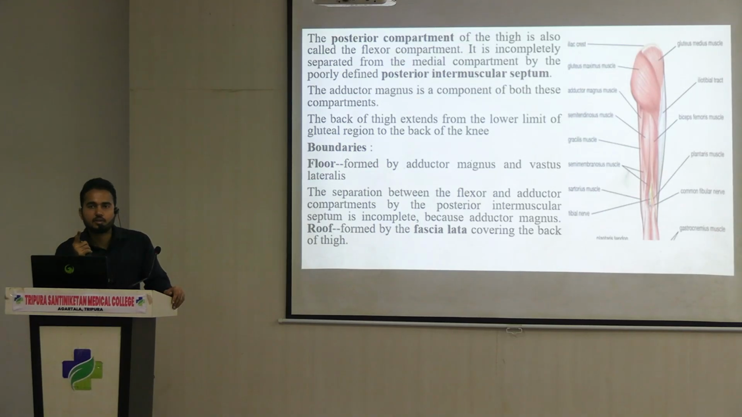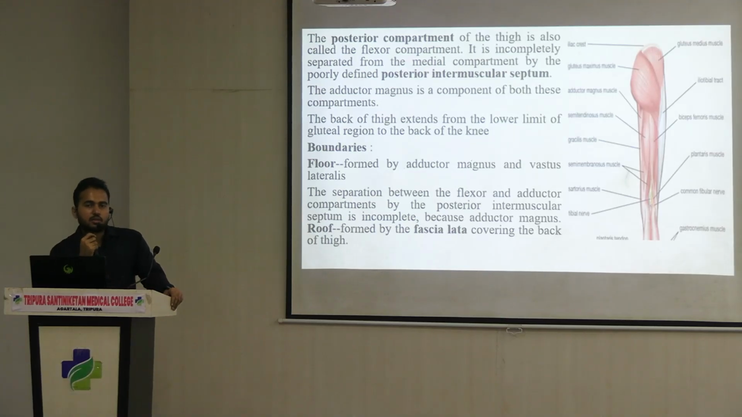And I will also complete some important applied aspects of the sciatic nerve. Before that, let's quickly discuss the hamstring muscles. During the dissection, I hope you have seen the hamstring muscles, all the muscles. Then you know the origin, the insertion, and the actions of the hamstring muscles.